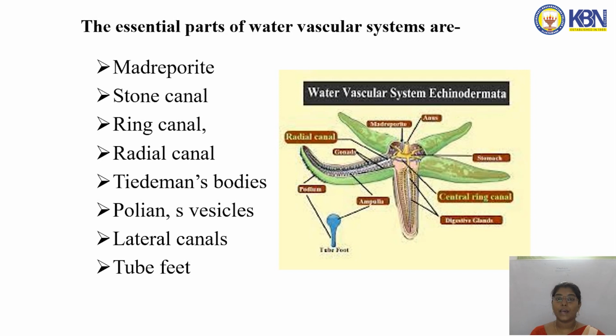The essential parts of the water vascular system are the madreporite. In the middle of the body, we can observe the madreporite. Next, stone canal. Next, ring canal. Next, radial canal, Tiedemann's bodies, Polian vesicles, lateral canals, and tube feet. We can observe all these essential parts in the water vascular system. These are the main parts involved in the water vascular system of Echinodermata.